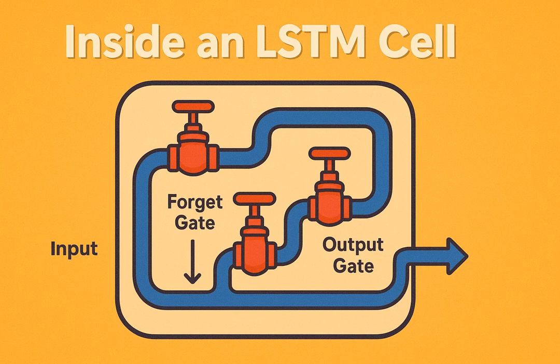So, what makes LSTMs special? Inside each LSTM cell, there are gates: the input gate, forget gate, and output gate. Imagine a water pipeline with smart valves. Each gate decides what to keep, what to throw away, and what to pass forward. This selective memory is what makes LSTMs powerful.